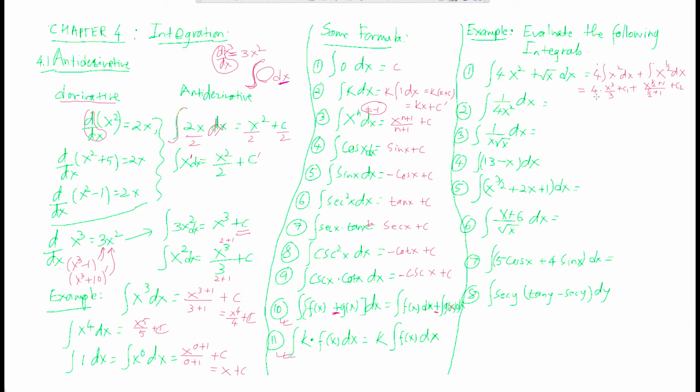So what do you do with that is simplify. You get 4/3 x cubed, because 4 times x cubed over 3 is 4/3 x cubed. I will combine c1 and c2 and write plus c at the end. So you don't have to write c in every term. You write a plus c at the end. Plus, what is x to the 1/2 plus 1? It is x to the 3/2 over 1/2 plus 1, which is 3/2, and then plus c, because I added c1 and c2. So if you simplify this, you get 4/3 x cubed.